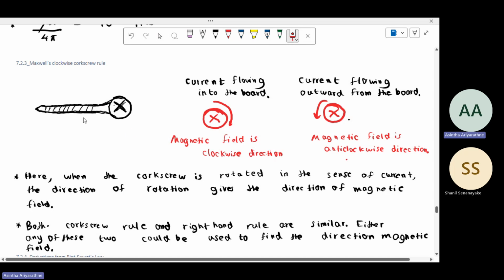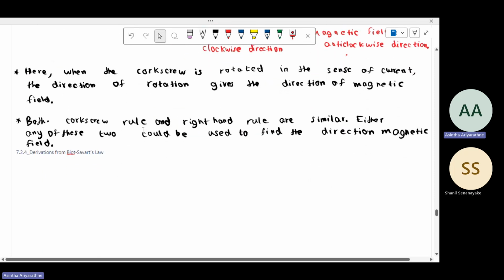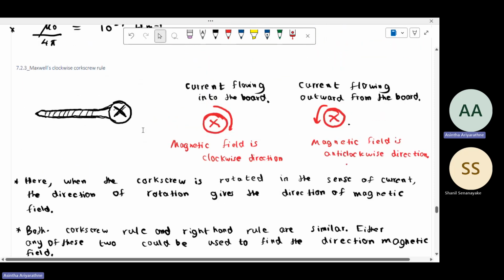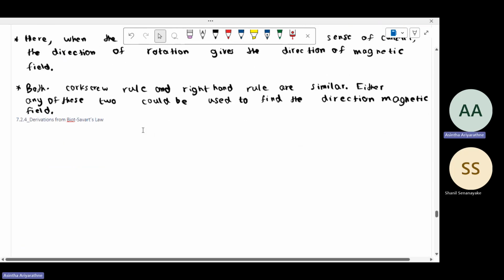So here the difference is you have to imagine a corkscrew. If you use the right hand rule, then you don't have to imagine a corkscrew. Just point the thumb in the direction of current, then the other four fingers would give the direction of the magnetic field. Right? Okay.